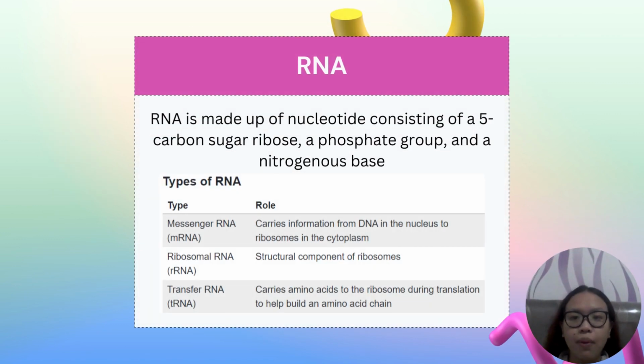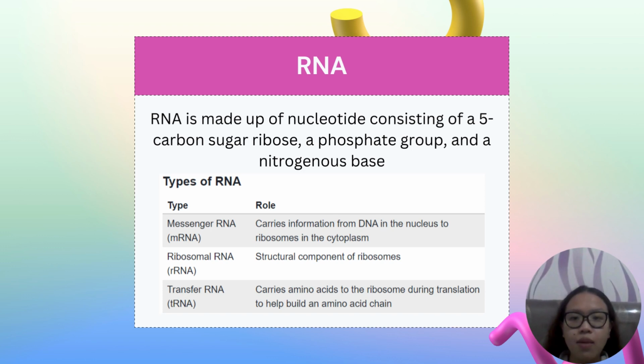Now we are going to talk about RNA. RNA is made of nucleotides consisting of a 5-carbon sugar ribose, a phosphate group, and a nitrogenous base. It carries out the instructions coded in DNA. There are three types of RNA. The first one is messenger RNA or mRNA. It carries information from DNA in the nucleus to ribosomes in the cytoplasm.